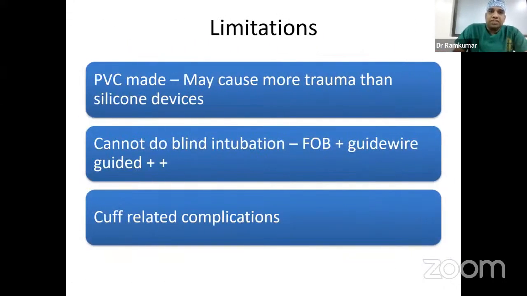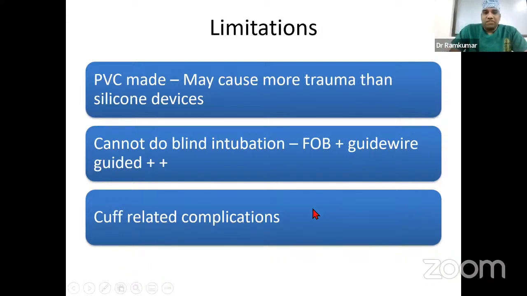The issues or limitations are here. It is made up of PVC, so there's more chance of trauma when compared to silicone devices. And the problem is the drain tube runs in the middle of the ventilation airway lumen, so it's difficult to do a blind intubation. So what you can do is use a pediatric fiberoptic bronchoscope and pass a guide wire, and you could do a guided intubation if you want to intubate through an LMA Supreme.